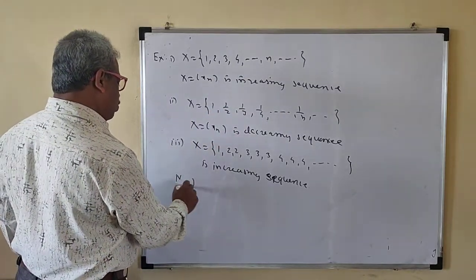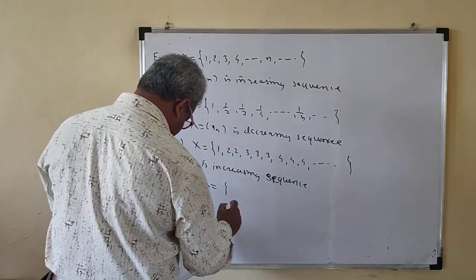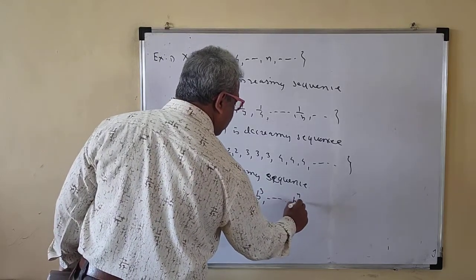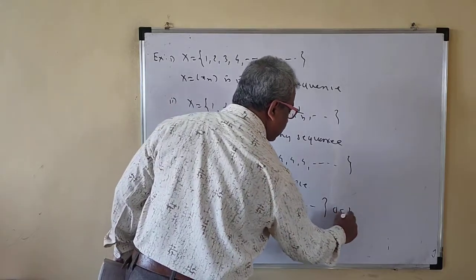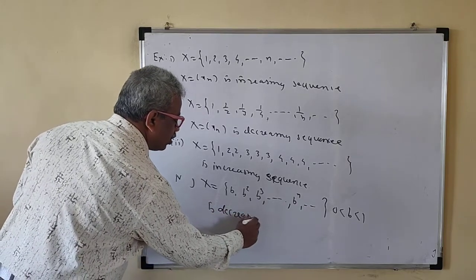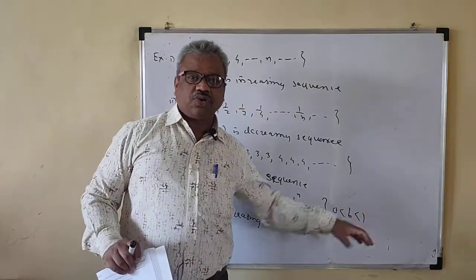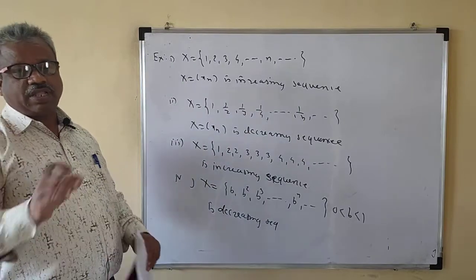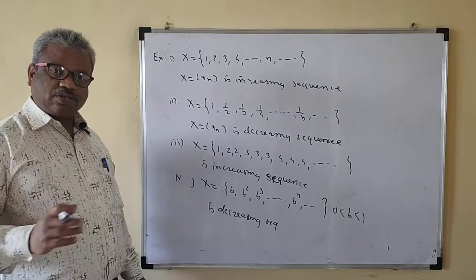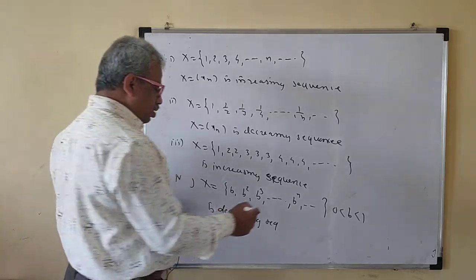Okay. Then the fourth one, x is equal to b, b square, b cube, ..., b to the power n, with 0 less than b less than 1, is a decreasing sequence. Now see, the powers are increasing here, but your value of b lies between 0 and 1. If you take any value between 0 and 1 and take its powers, it becomes smaller and smaller. So it is a decreasing sequence.